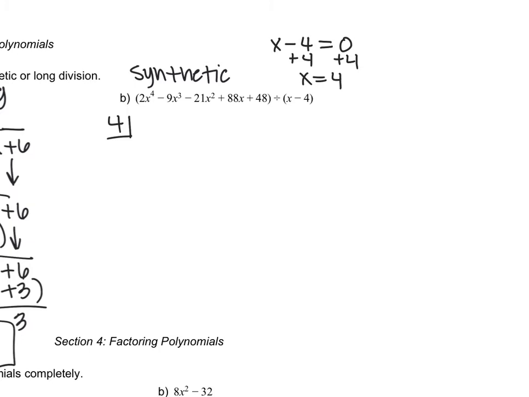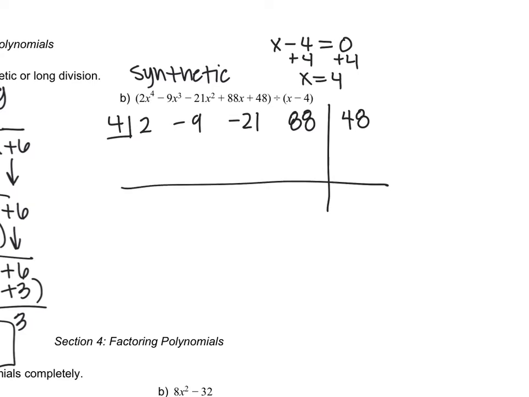So we have 2x to the 4th, and then we have to make sure we account for every possible term in decreasing variables. So then an x cubed, which we have, so negative 9, x squared, which we have, negative 21, x, which we have, 88, and a constant, which we have, 48.